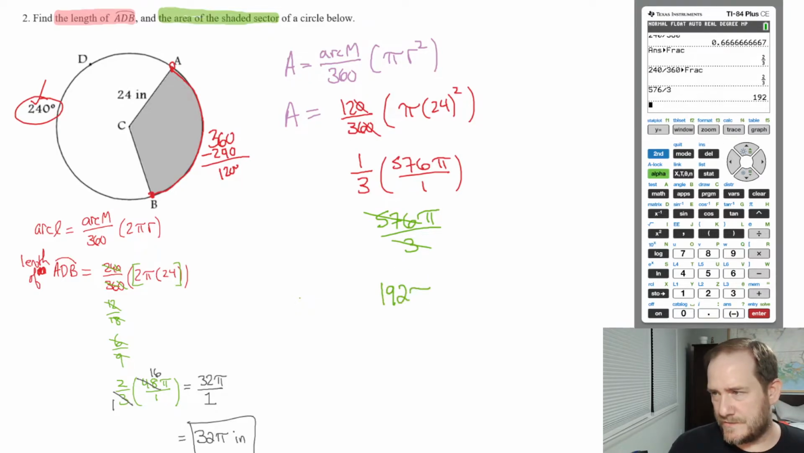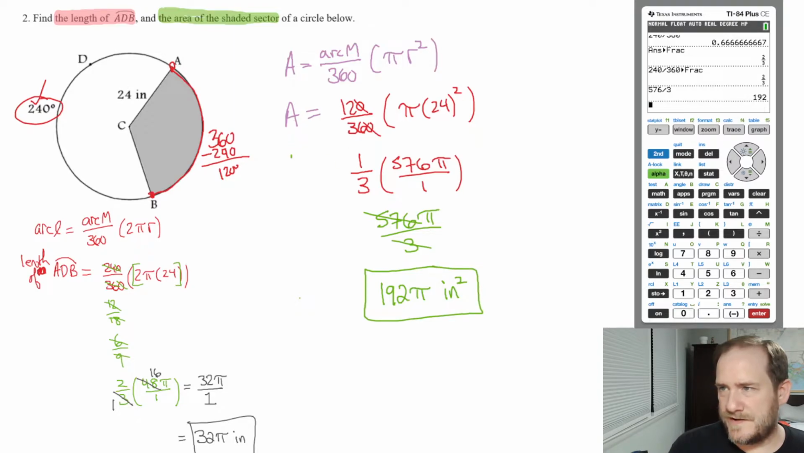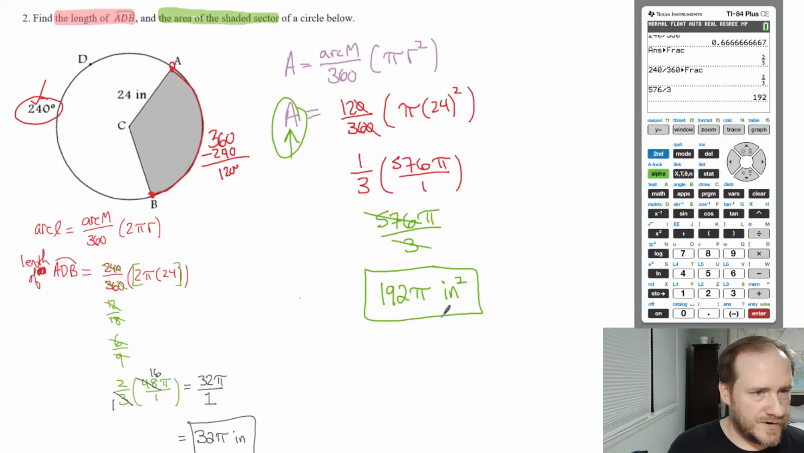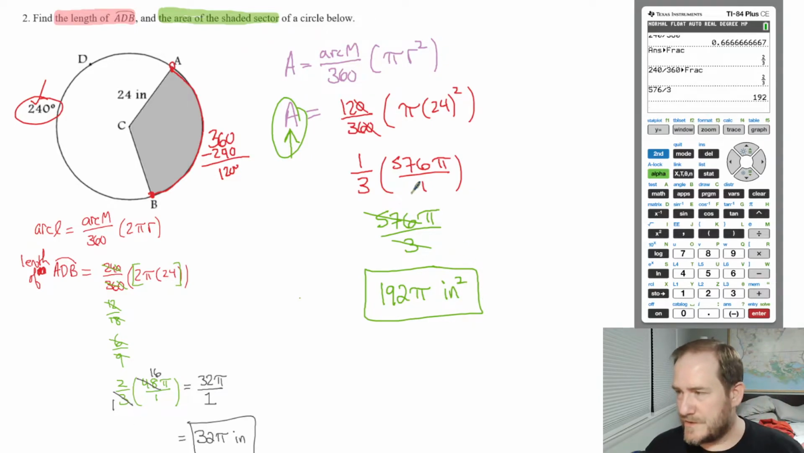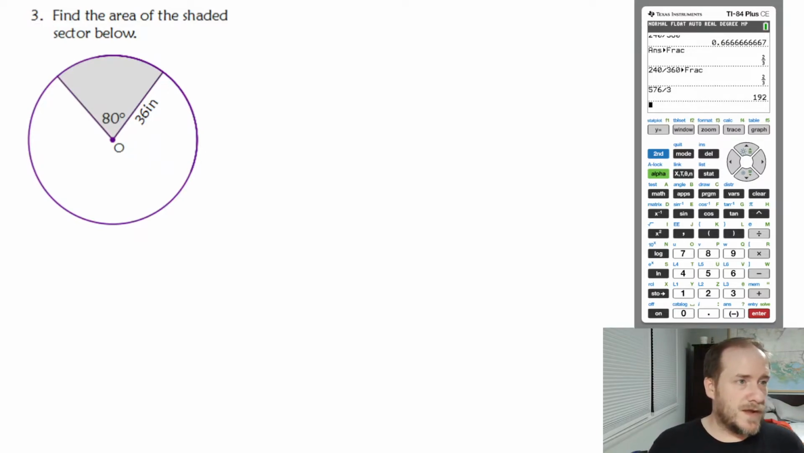Exactly 192 pi. And again, these are not inches, these are square inches, because here we were solving for area, not length. And area is always going to be square units. That's it though, that's number 2. And now we can do 3. 3 is just saying find the area of the shaded sector below.